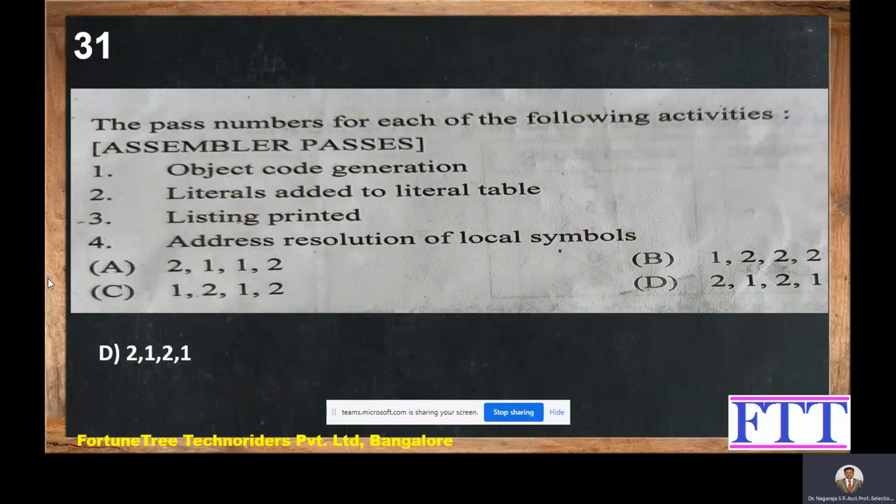So obviously object code generation is a 2 pass. Literals added to the literal table is a 1 pass. Listing printed is in 2 pass. Address resolution of local symbols is in 1 pass. Obviously option D, 2 comma 1 comma 2 comma 1 is the right answer. So we'll move to the next question, 32.